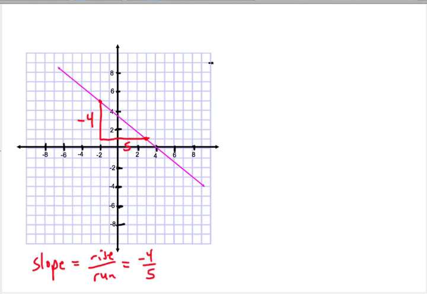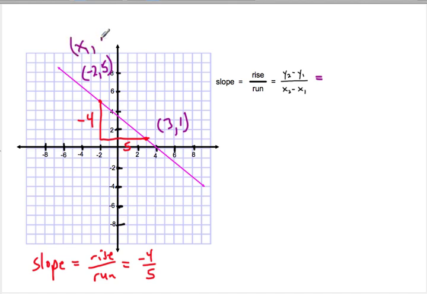Let's do it again on this one. So I wrote out the formula again for us. If I can expand it, there we go. And so we're just going to plug in values. So we can choose this point here, which we'll call -2, 5. And then this point here, which we'll call 3, 1. And we have to choose which one's going to be point 1 and which one's going to be point 2. I'll just call this one point 1, and we'll call this one point 2. Again, it doesn't matter which one's which.